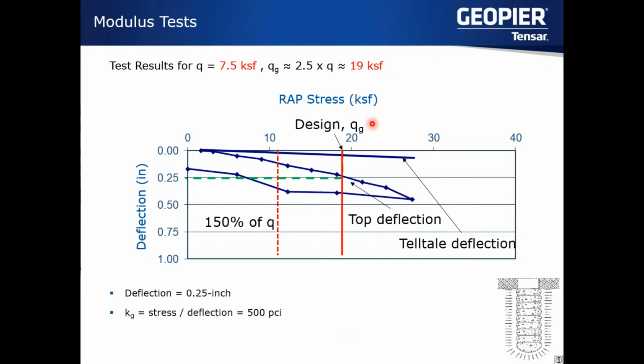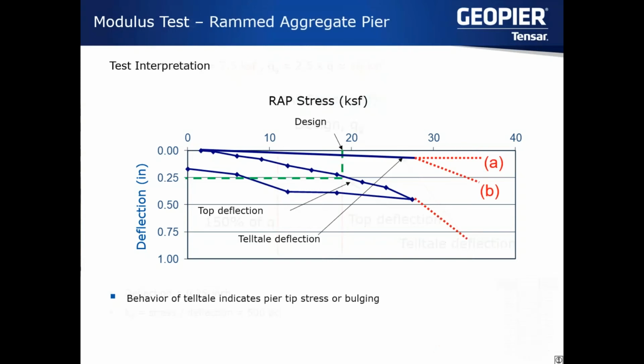Here our design stress is around 19 KSF, and we're running it out to 150%. And then we have our stress strain curve from the bottom of the pier, from those telltales, which are measuring deflection at the bottom of the pier. This is essentially telling us what we anticipate for probably 99% of the load tests we run on aggregate piers: the majority of the movement at this pier is from bulging in the upper third to half of the shaft length, which is how the majority of these elements fail.